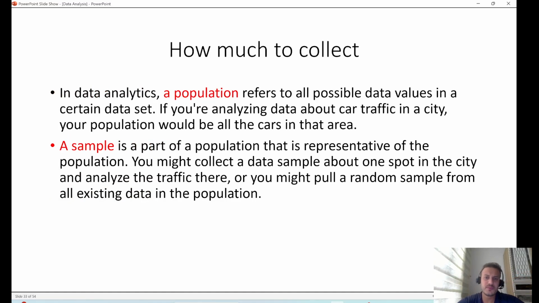And how much to collect depends on your project. If you want to represent the whole population, you have to collect everything, for example all the car traffic in the city. If you work with a specific sample, a sample that represents the population may be useful for you.